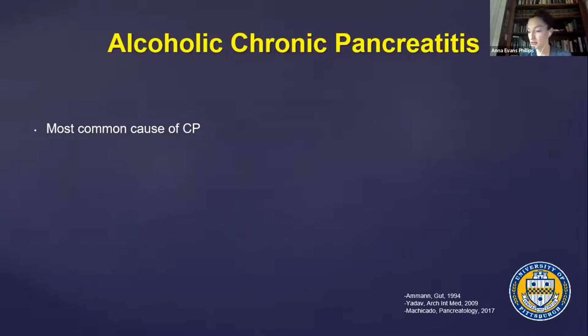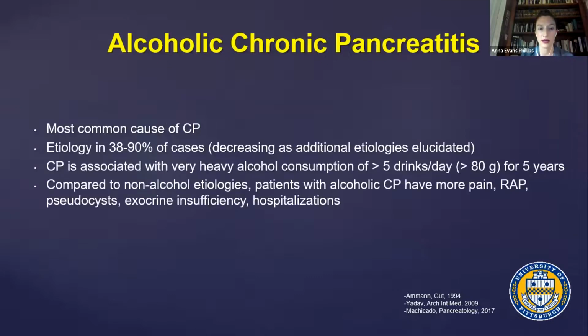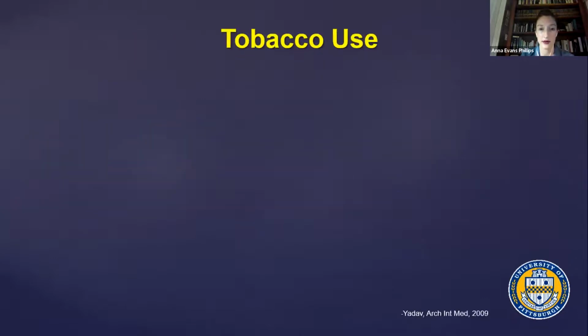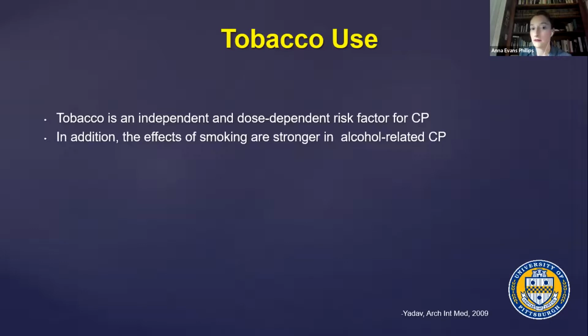And so in the interest of time, I'm just going to move quickly through alcoholic chronic pancreatitis as the most common cause of chronic pancreatitis, but is mainly associated with often very heavy alcohol consumption. And that has been enumerated in the past by very careful looks at epidemiologic studies related to chronic pancreatitis. Tobacco, very importantly, is an independent and dose-dependent risk factor for chronic pancreatitis, and the effects of smoking are stronger in alcohol-related chronic pancreatitis.